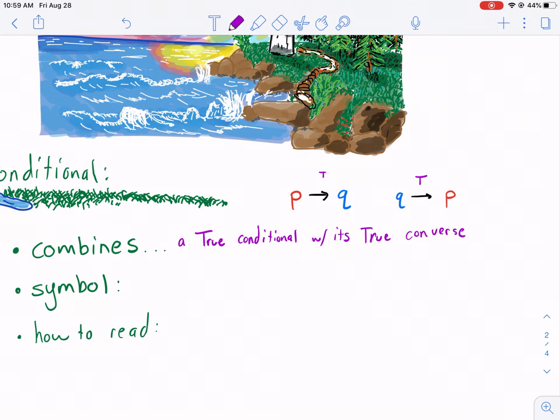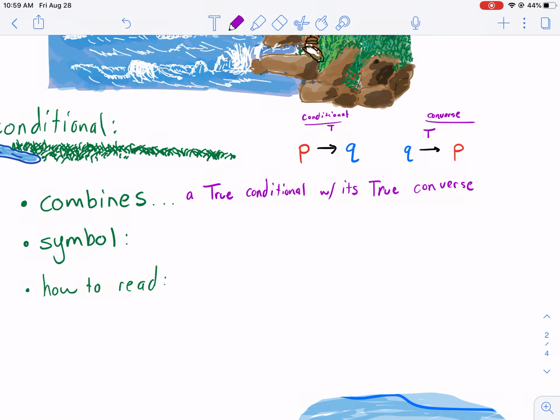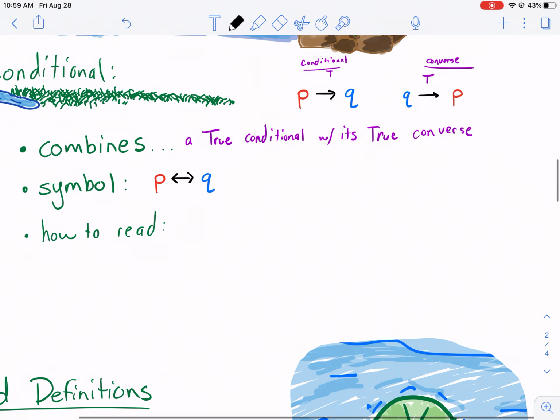So that is the prerequisite for something to be written as a biconditional: it needs a true conditional with its true converse. I hope I spelled that right. Okay, so conditional, converse, they both need to be true. Now, what are the symbols? Well, it's not going to be exactly like this, but it's very similar. The only difference is instead of an arrow going this way, it's an arrow going in both directions because both ways are true. So it's just a way to indicate that you can go in either direction, the conditional or the converse, and they're both true.